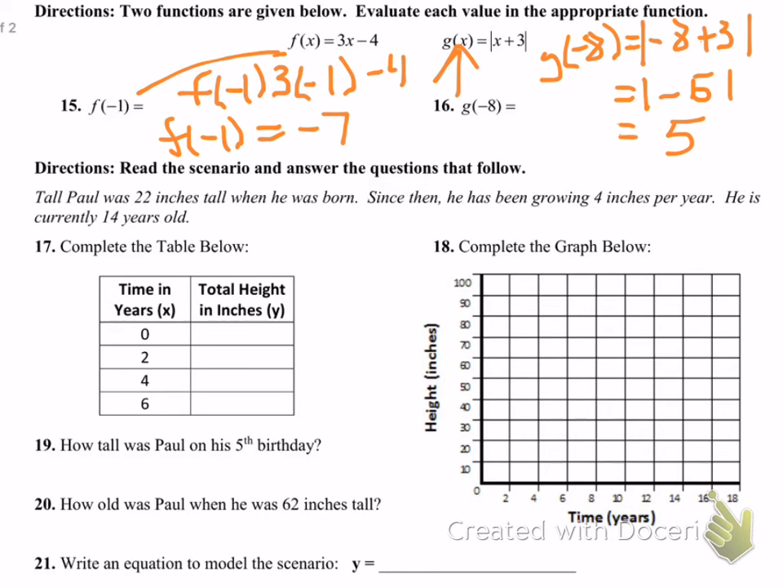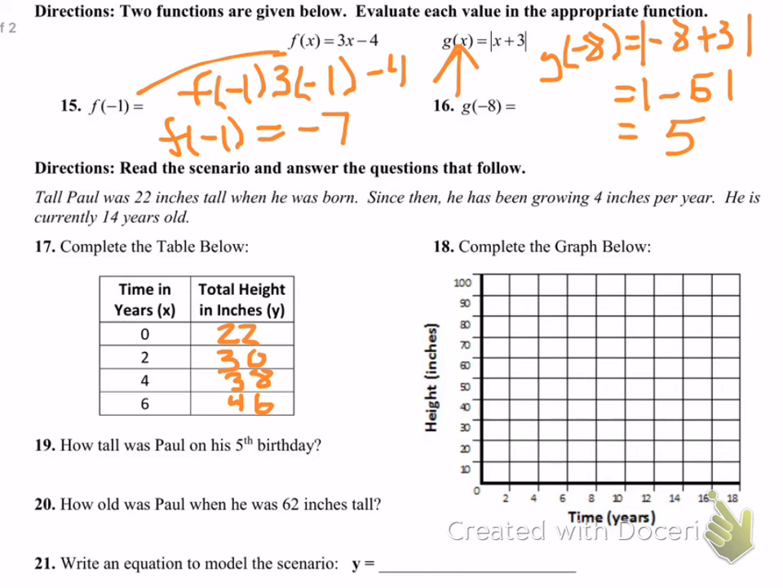For the last part, we have a word problem. Tall Paul was 22 inches tall when he was born. Since then, he's been growing 4 inches per year. He is currently 14 years old. So we see that when Paul was born, he was 22 inches tall. After 2 years, at growing 4 inches per year, Paul would now be 30 inches. Year 1, he would be at 26. Year 2, he's at 30. In year 4, he would be 38 inches. And in year 6, he would be 46 inches.